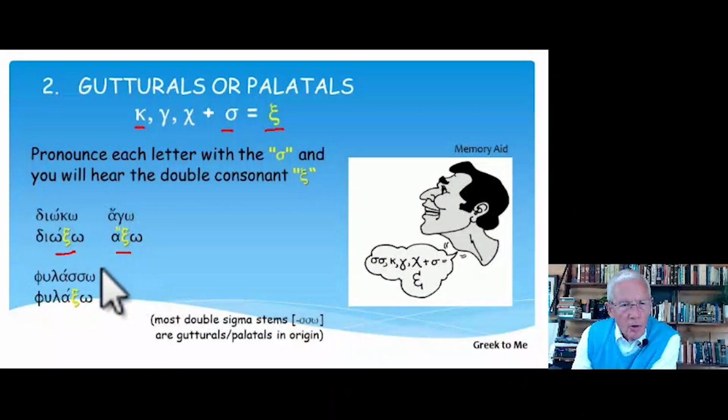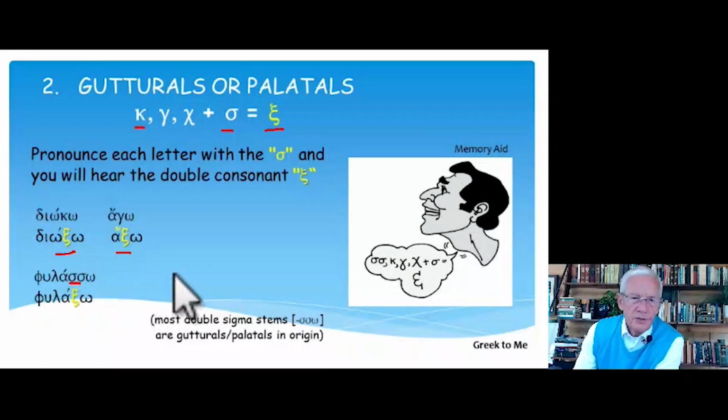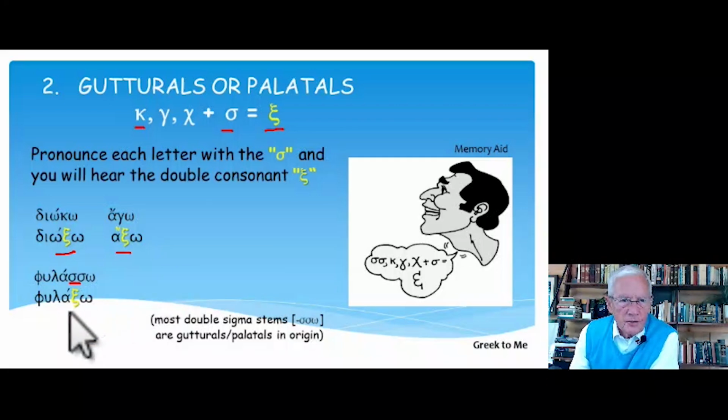Now, down below, you'll see the verb fulasso. This is called a double sigma stem. These are called gutturals or palatals in their origin. So what happens here is that you have the hidden sigma still occur in fulaxo. You're not going to have three sigmas together in a row.